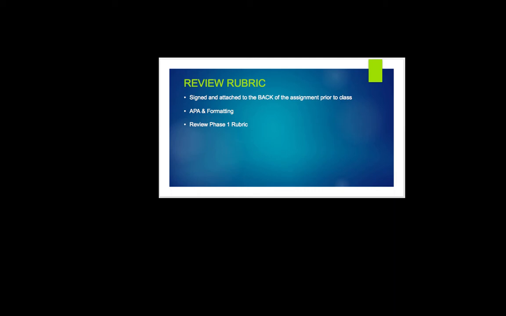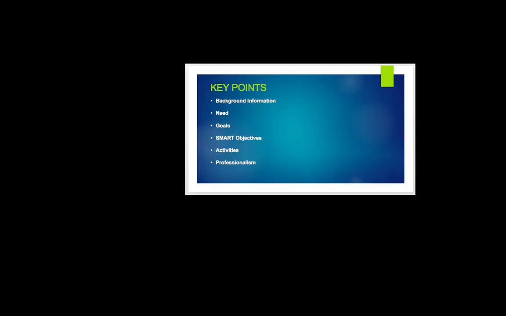If you have additional questions regarding APA, I would suggest utilizing Purdue OWL and your APA manual. They are both very helpful. To see additional formatting guidelines, please refer to the technical guidelines page in your syllabus. Key points that should be included in your program description include background information, the need, goals, SMART objectives, activities, and professionalism. All of these are also included in your rubric, which we are about to go over in detail.